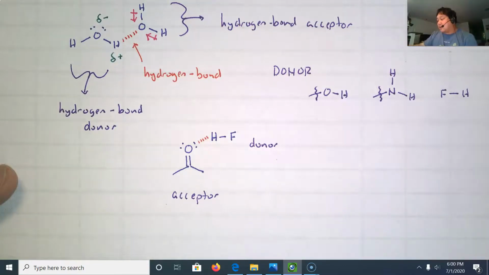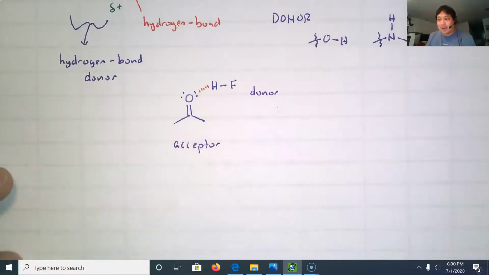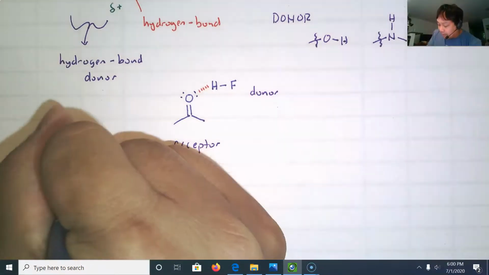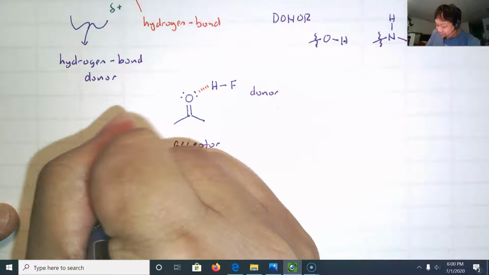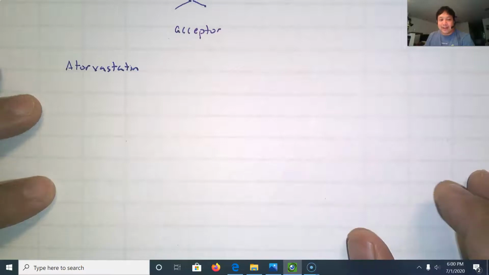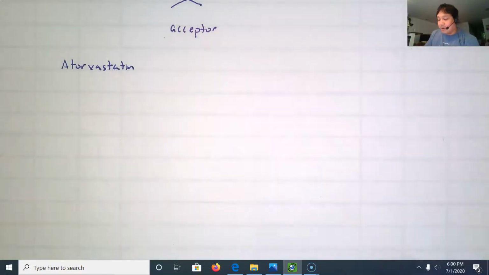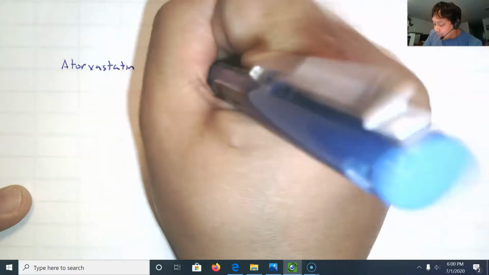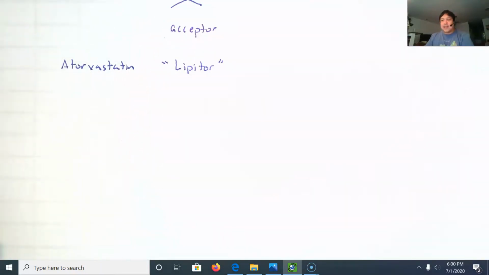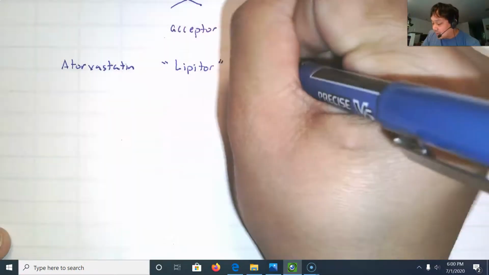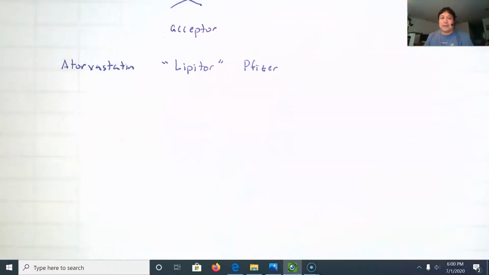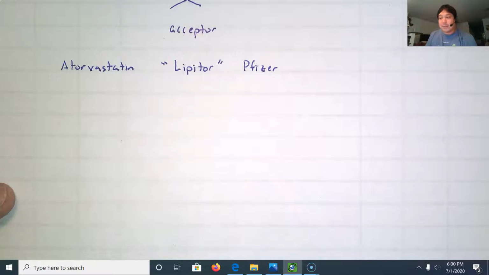I mentioned that hydrogen bonding is very important in biology, and there's one example that I want to look at online, and that is the example for the drug molecule, okay, let me just write it out first. Atorvastatin. It's a statin, a type of drug. Most people know it as Lipitor. And statins can help lower cholesterol in your blood. This drug molecule is from Pfizer, and it was a huge moneymaker for that pharmaceutical company.